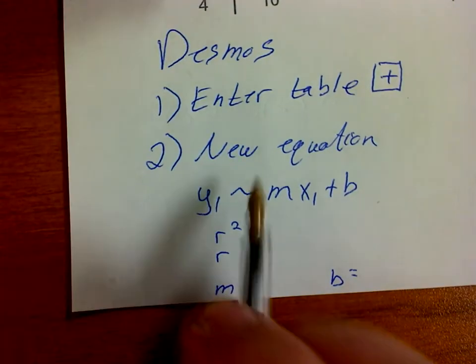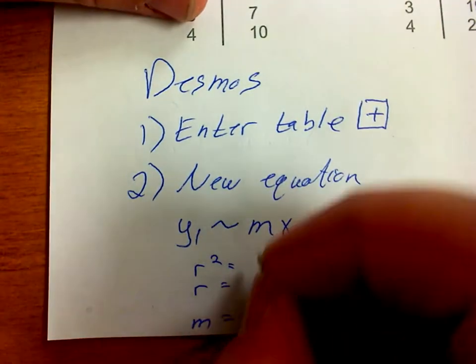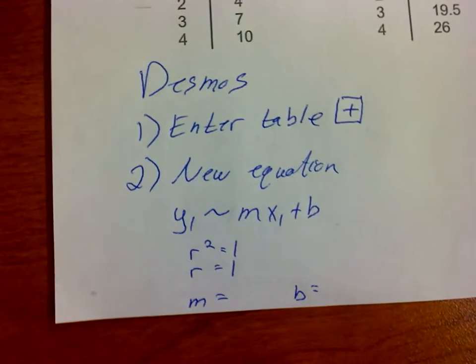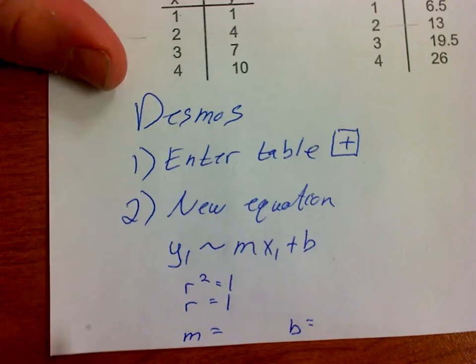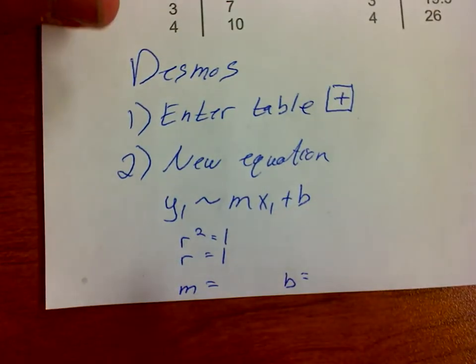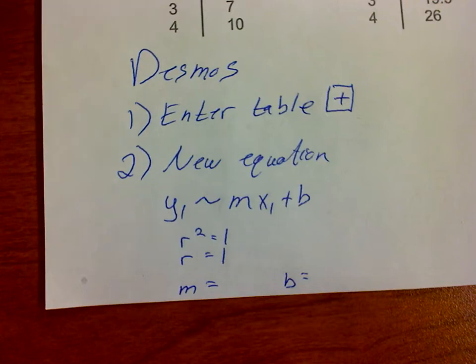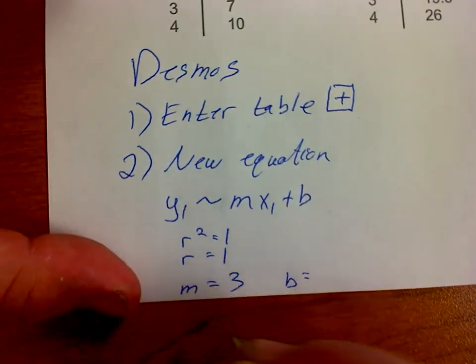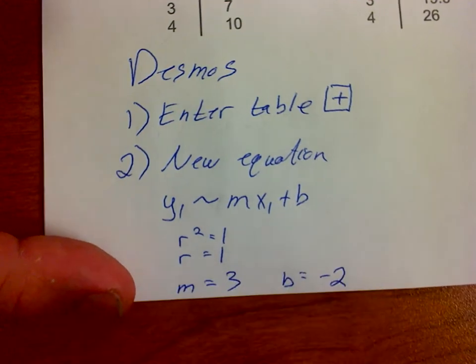Okay? Since we're dealing with linear equations, both of these r numbers are going to be 1s. If they're not 1s, then we don't have a linear equation with the values that we plugged in. So for the 2 examples that we have here, both of these will end up being 1s. Okay? Then for the 2 that we have here, we see at the bottom that we have 3 for the m and negative 2 for the b.